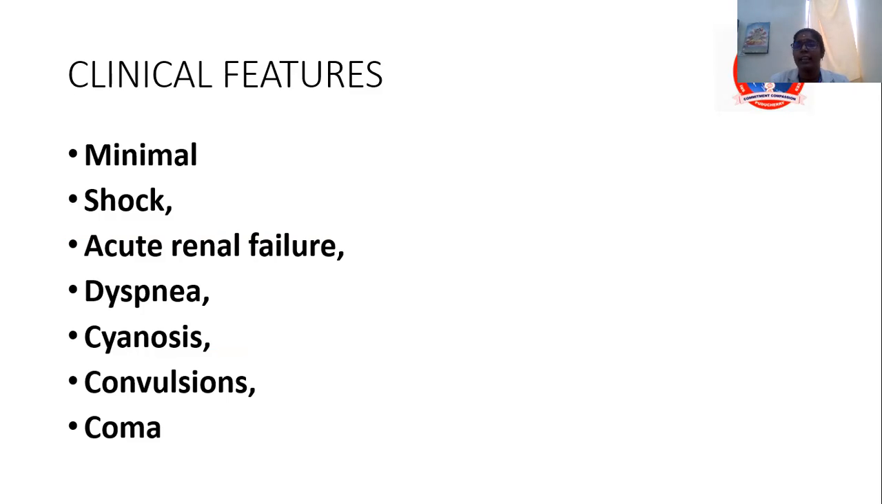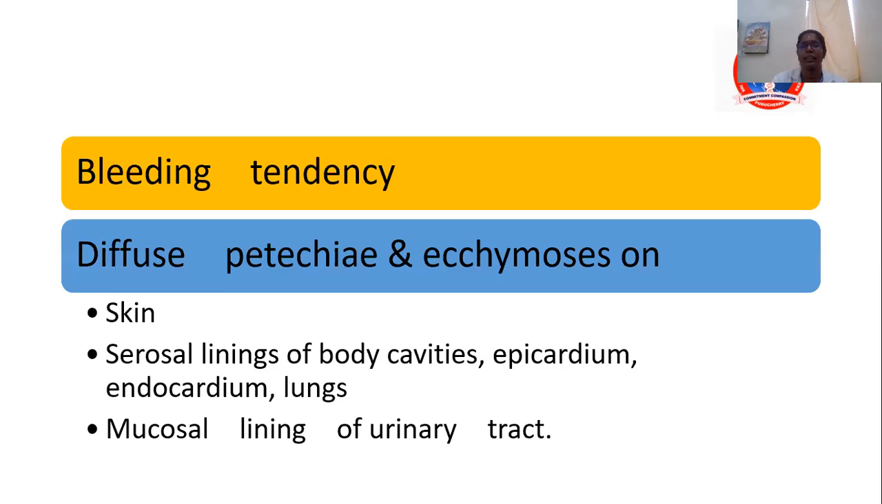Let us see the clinical features. The clinical features of DIC may vary based on the severity. It may have minimal clinical features. Sometimes, if it is fast, with microthrombi everywhere in the circulation, then the patient can go for shock, acute renal failure, dyspnea, cyanosis, convulsions, and coma. So these are some of the clinical features.